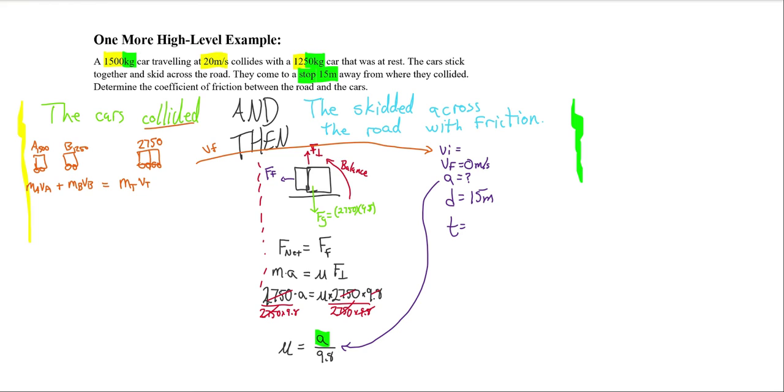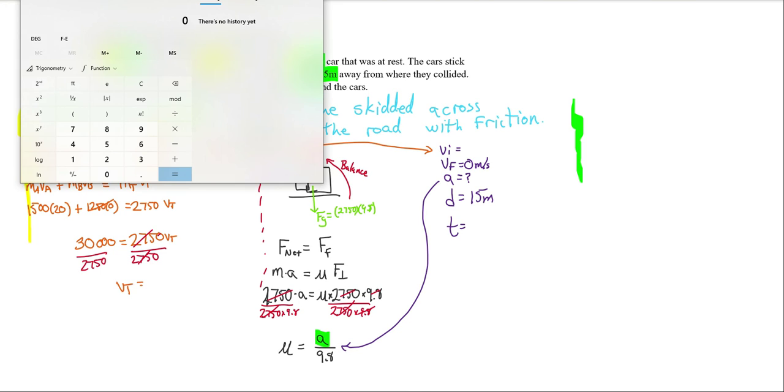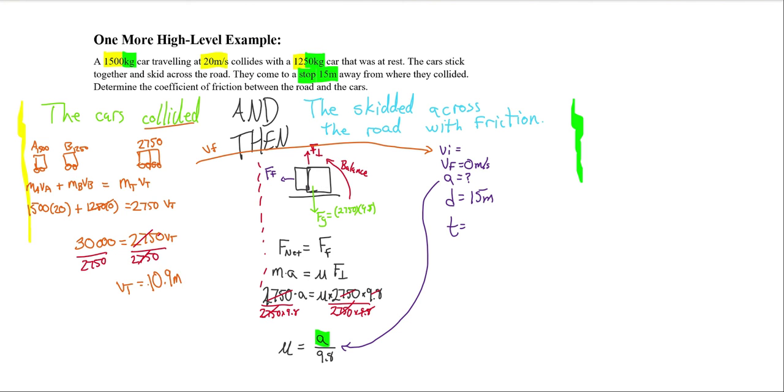This should be pretty simple for us to solve now, I hope. 1500 times 20 plus 1250 times 0 should equal 2750 times our total velocity. That's just 0. Anything times 0 is 0, so that should be easy. We get here that this is going to be 30,000 is equal to 2,750 times the total velocity. Divide both sides by 2,750. 10.9 meters per second, and that is going to come over here to our green side, 10.9 meters per second.